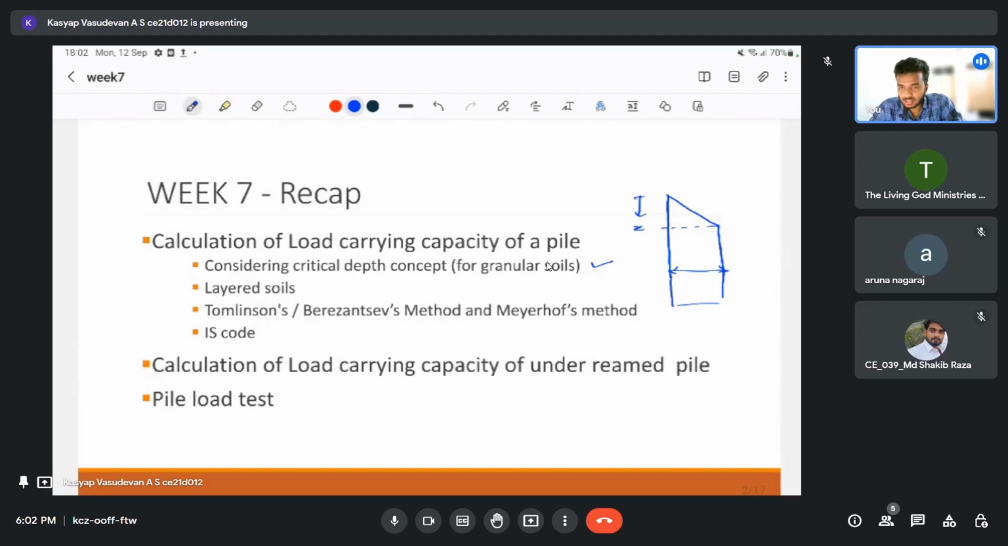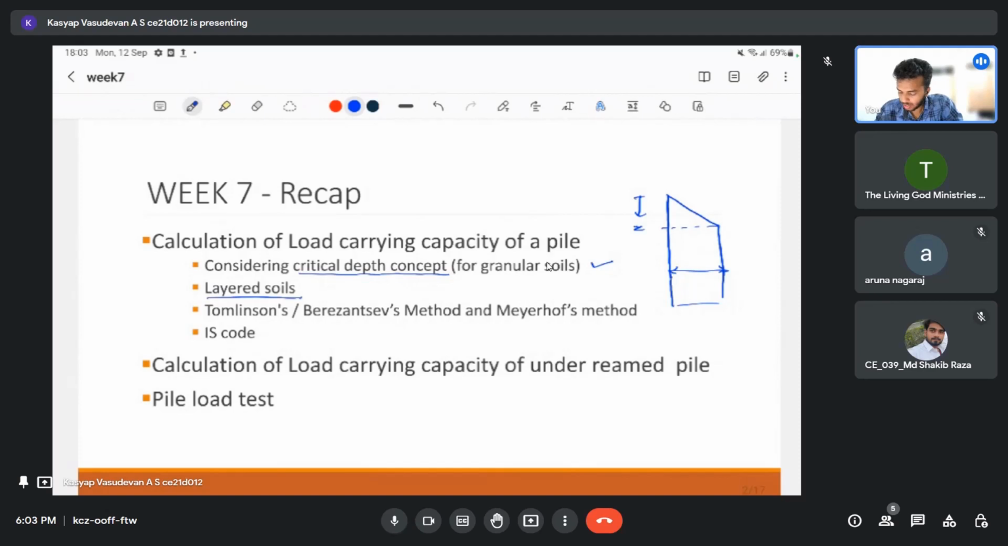And the next one is layered soil. We also solved a lot of problems on layered soil. The critical depth concept may not be applicable. We cannot generalize it for all soils. As I told, it's more seen in granular soils. So whenever layered soil comes, it is not much of a concern. But we can check whether the depth of the layer is too significant, and if it is coming more than critical depth, we can consider the arching effect.